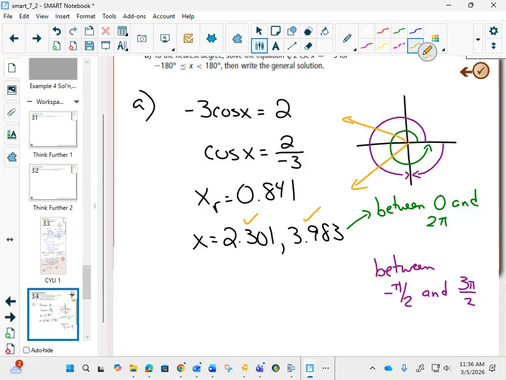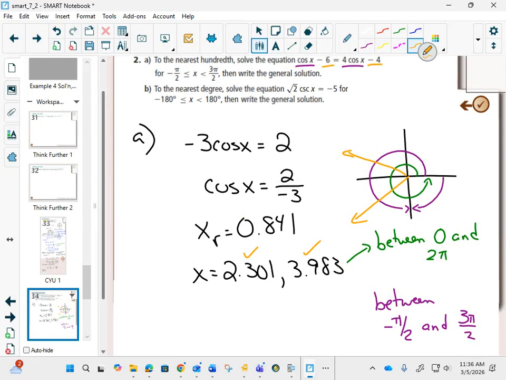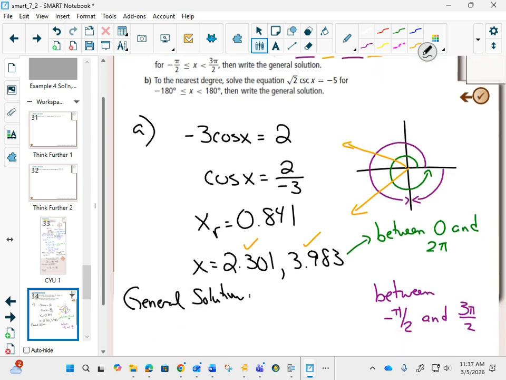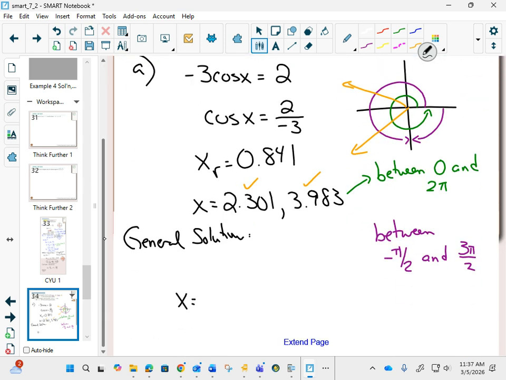What's really nice about getting your answers between 0 and 2 pi is you've set yourself up nice for the general solution. Because this question also asks us, after solving it there, write the general solution. And the general solution would go, x, we do this fancy squiggle bracket. We write our answers between 0 and 2 pi, which we have 2 of them.